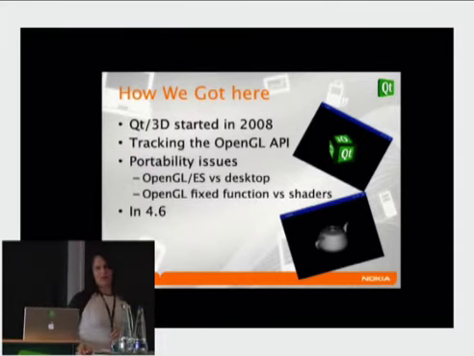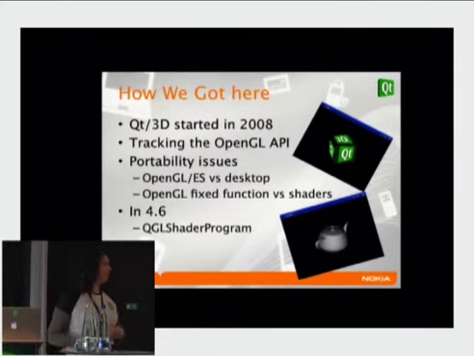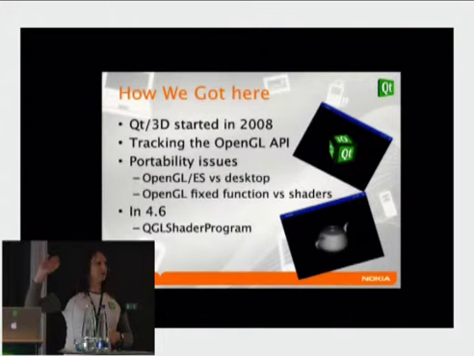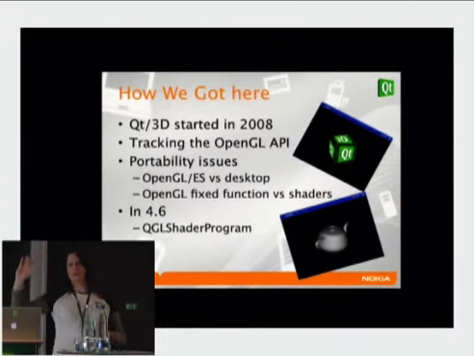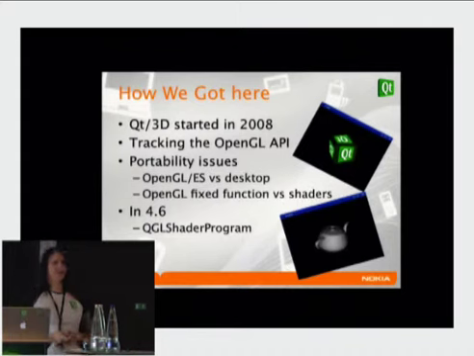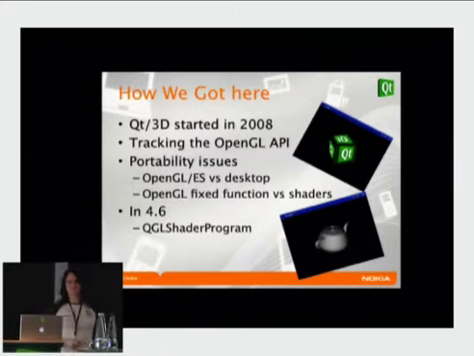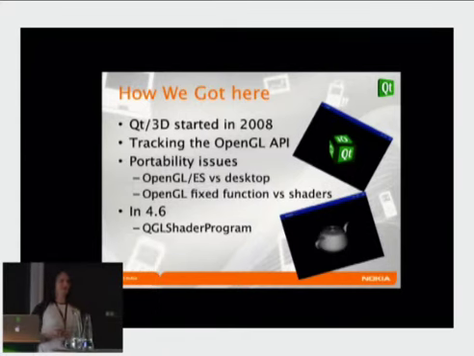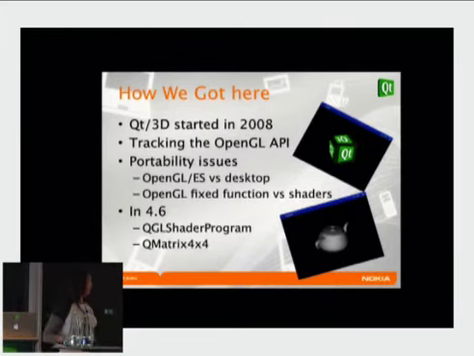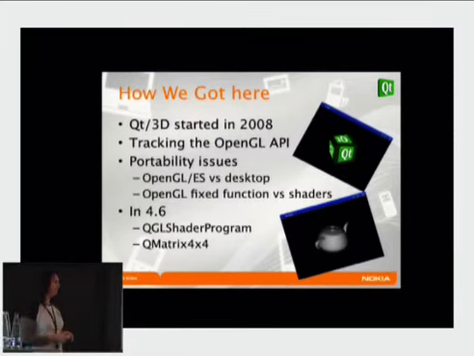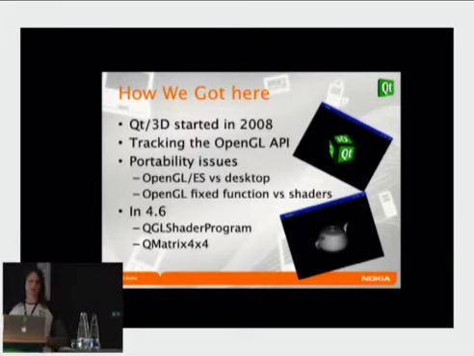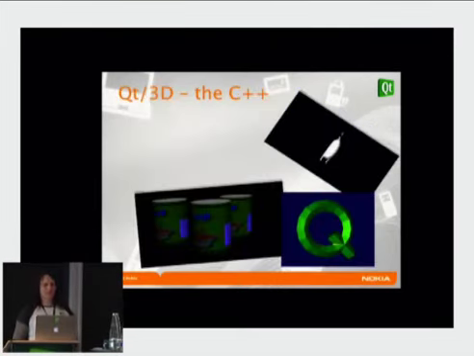4.6 came along, and we got a few wins there. Our QGLShaderProgram. Has anybody used QGLShaderProgram? Yeah, a few hands up there. Thumbs up, thumbs down? Like it? Yeah? It's a lot easier, isn't it? You didn't have to resolve a lot of extensions to find out if you could use shaders, and it ironed out a lot of those problems. We also had a few math classes, like QMatrix4x4. Those dropped in and are now part of the main Qt source tree. So that was the beginning.